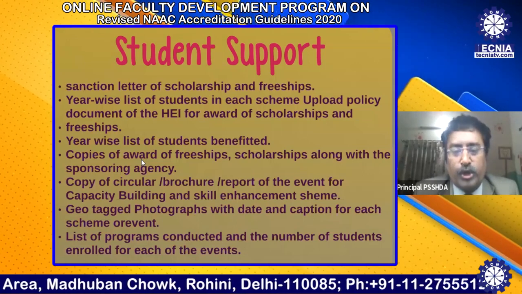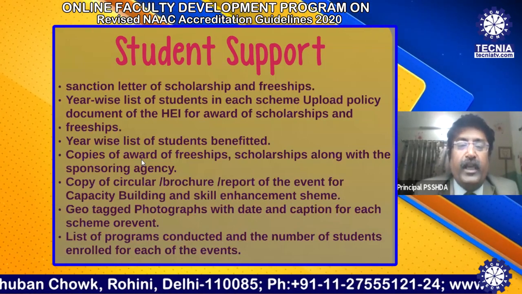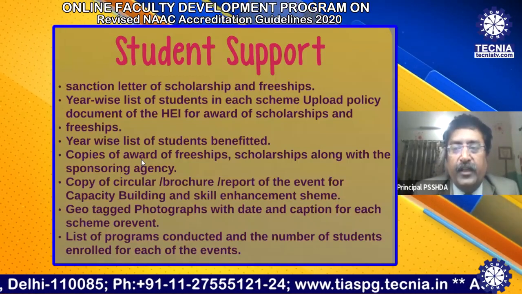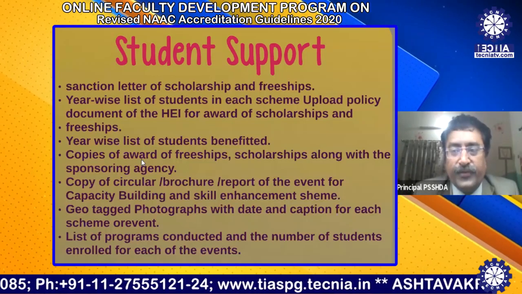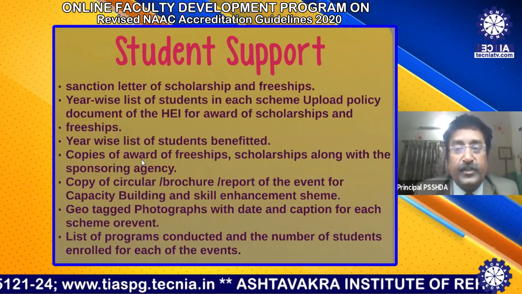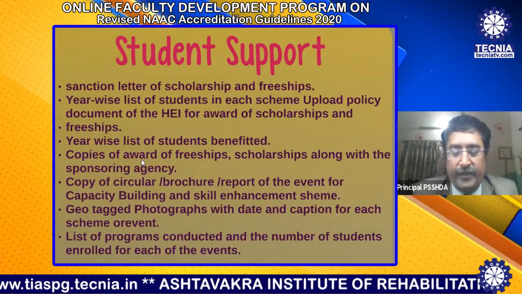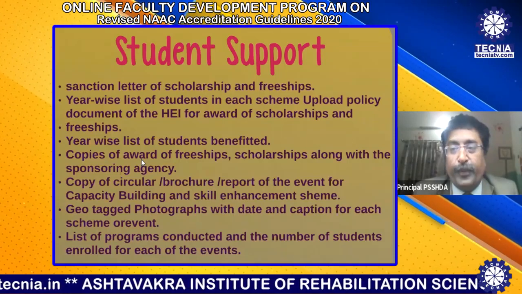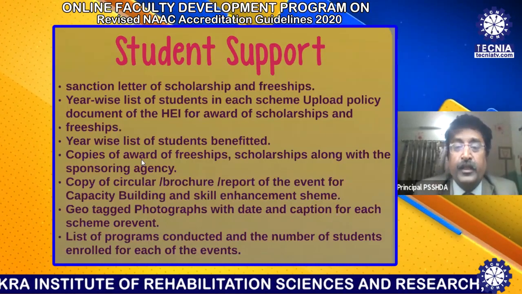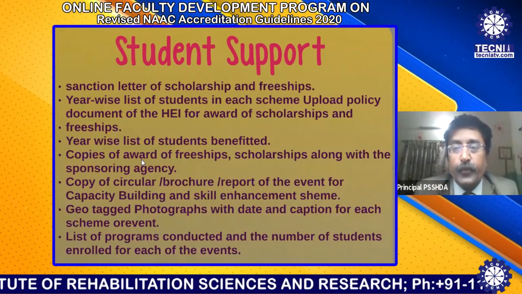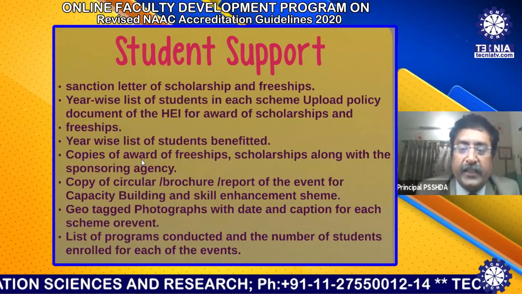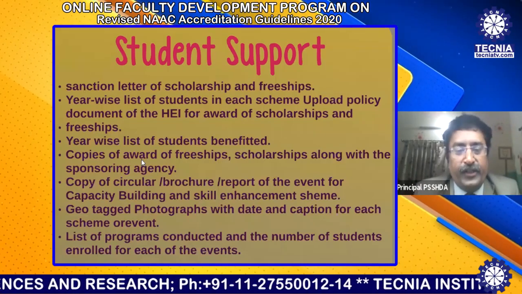Copy of circular, brochure, and report of the event for every capacity building event and skill enhancement event. If you are doing any event, NAAC or DVV will not consider it if you only write that you are organizing these events. You need to keep all these things ready. Number one, circular for the event. Number two, if you have prepared a brochure for the event, then the number of students who registered for the event, then the photographs of the events, and finally the report of the event. So everything you have to keep ready for every activity you have conducted at your institute.